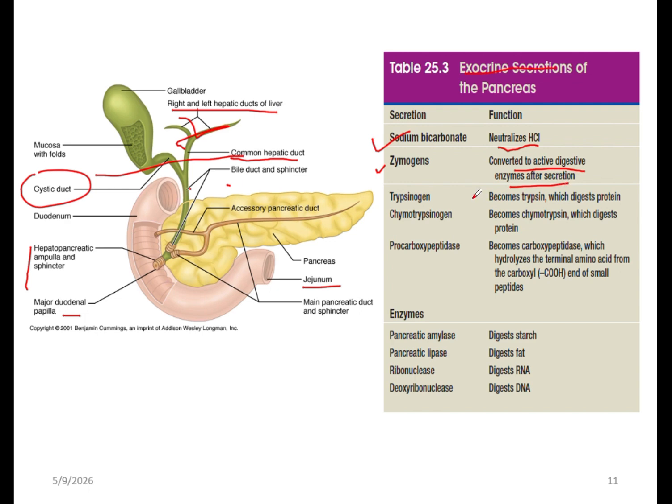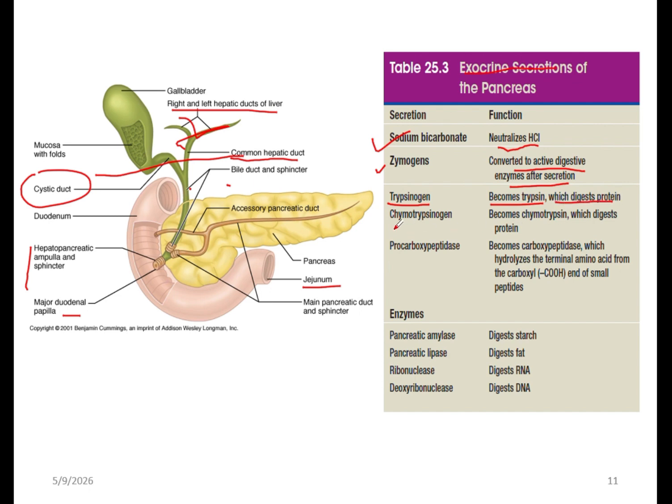Next we have trypsinogen. As I already said, trypsinogen becomes trypsin. So trypsinogen is converted into trypsin. What is the function of trypsin? It digests the protein, right? It generally digests the protein.